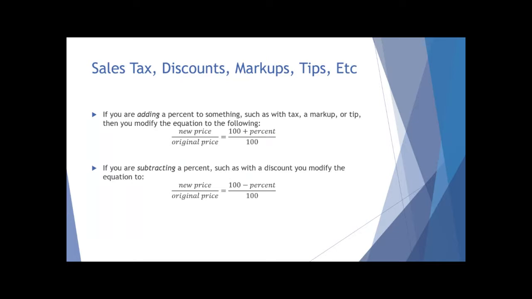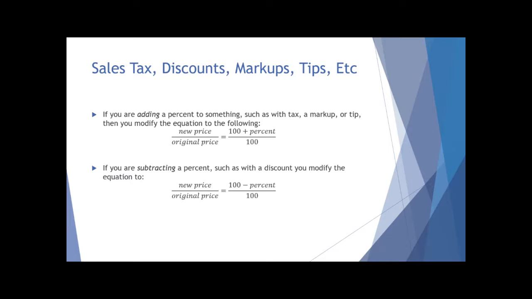Anything that you're adding, you can modify the equation that I'm using here so that you have the new price on top, the old or original price on the bottom. You still have it over 100, but instead of just being percent, it's 100 plus the percent, because you're adding in the percent to the existing price. The existing price is considered 100% of the price, basically. You're paying 100% of your bill plus a percent. So that's why we have 100 plus percent.